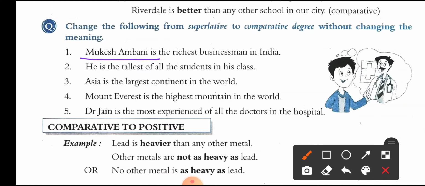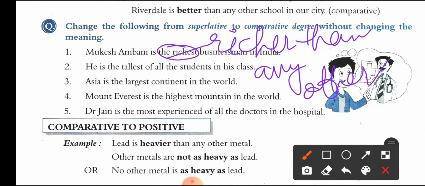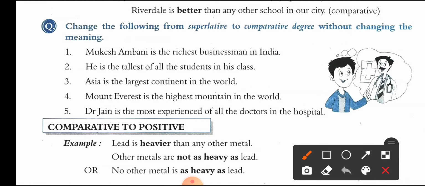So what is the change here? Mukesh Ambani is, you will do, the richest you have to erase, and replace it with richer than any other. So the answer would be, Mukesh Ambani is richer than any other businessman in India. Full stop. Okay. Next is, he is the tallest of all the students.